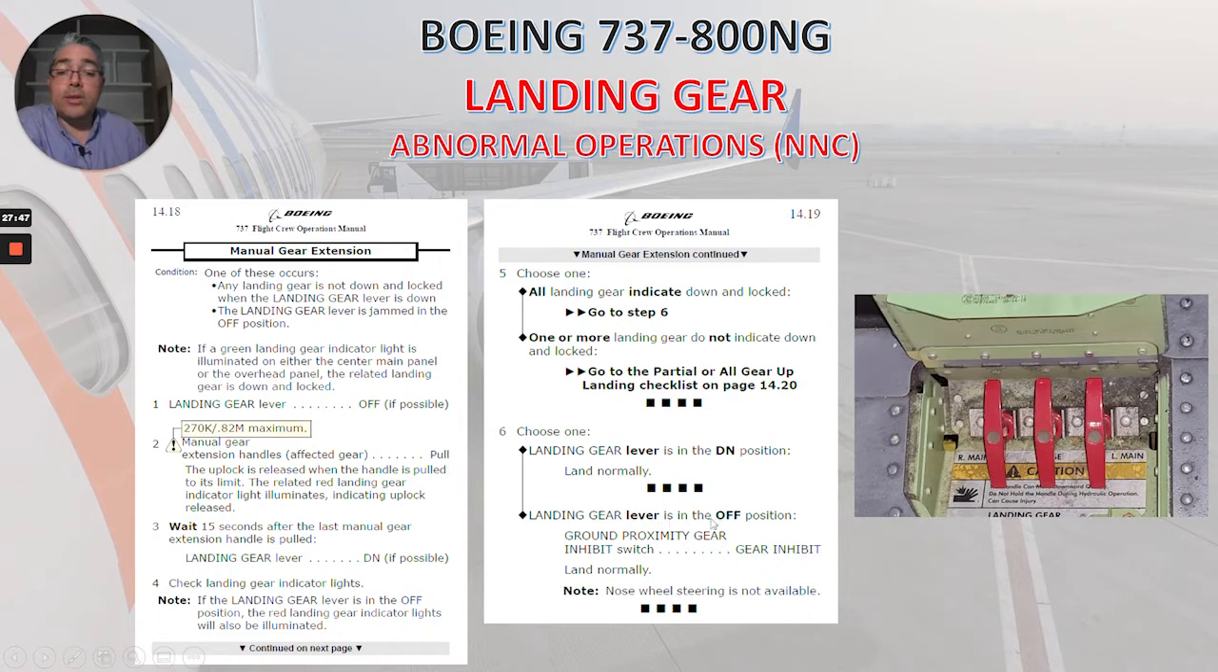Landing gear lever is in the off position. Ground proximity gear inhibit switch, gear inhibit. Land normally. Note, nose wheel steering is not available. And that's the end of the checklist. The other option here, one or more landing gear do not indicate down and locked. Go to the partial or all gear up landing checklist on page 1420.